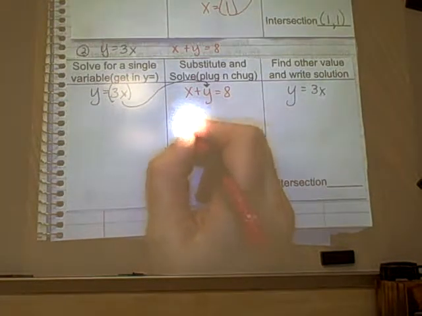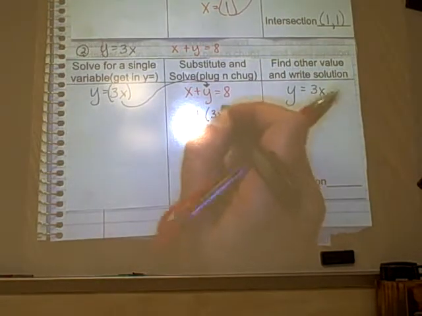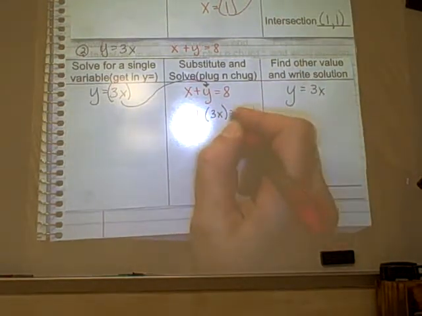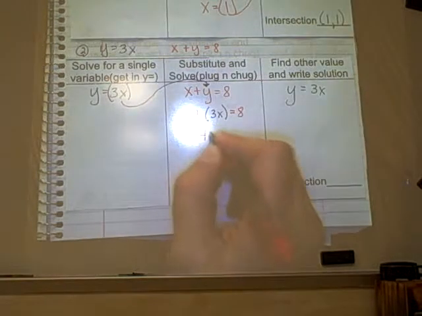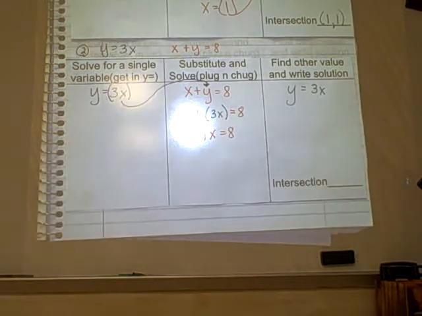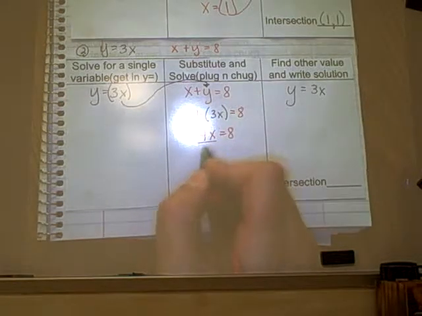So that's going to give you x plus, and instead of y now, I've got 3x going in. And x plus 3x is 4x equals 8. Divide by 4. So what's x going to equal?